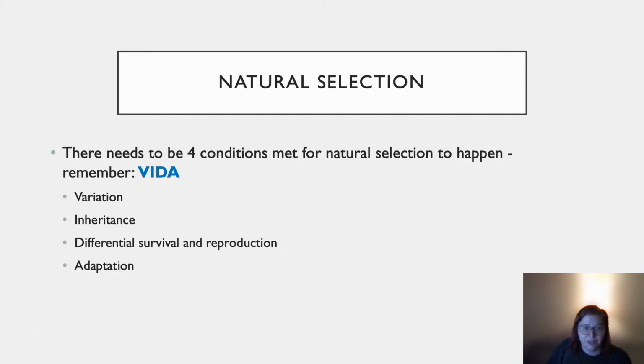So for natural selection to happen, there needs to be 4 conditions that are met. And the way to remember this is the acronym VIDA, V-I-D-A. So you need variation, inheritance, differential survival and reproduction, and adaptation in order for there to be natural selection.